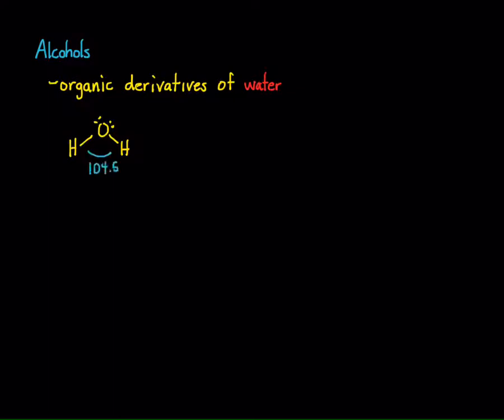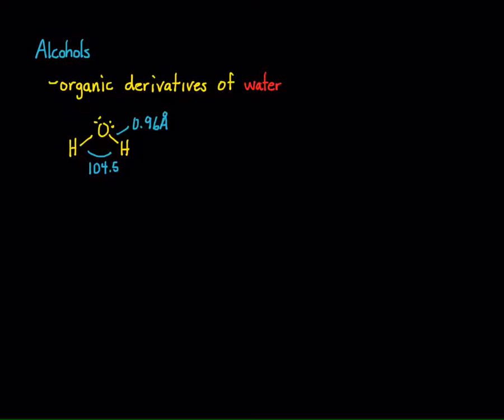Now, moving on to alcohols, we can think of alcohols as organic derivatives of water. I've used this term before, but certainly you can think about the structure of water and relate it to the structure of alcohols. So we know that the structure of water looks something like this. We know the bond angle of the hydrogen-oxygen-hydrogen bond is 104.5 degrees. Sometimes we simply round to 105 degrees. We also know that the bond length between the oxygen and hydrogen is about 0.96 angstroms.